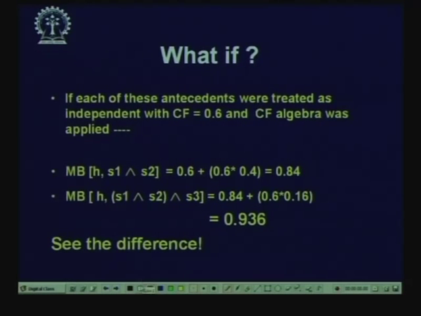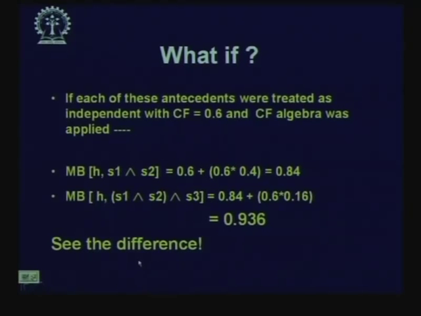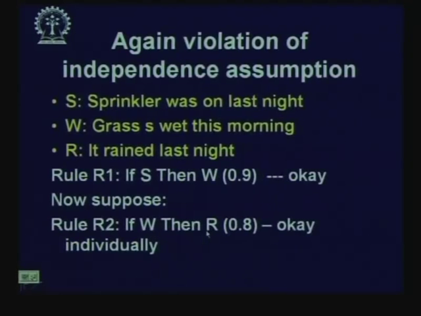The other aspect that we need to look into is, we can see another example, all right. Let us consider these three. Suppose I am using three notations, S, W and R. These are three propositions. S is stating that sprinkler was used last night. Say you are maintaining a lawn and you want to keep the grass green, so you have put in a sprinkler which sprinkles water over there.